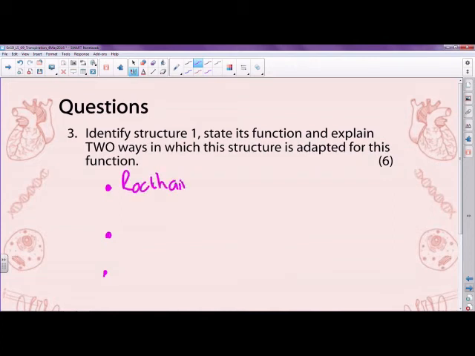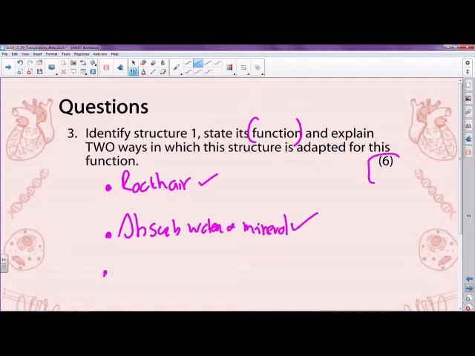There I've got my 1 mark. Now what is its function? Its function is to absorb water and mineral salts. Okay, now I've got my 2 marks. But the next part, this question is multi-functional, multitasking almost. It's asking you to do 3 things.